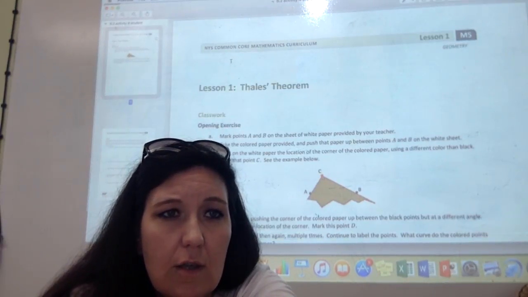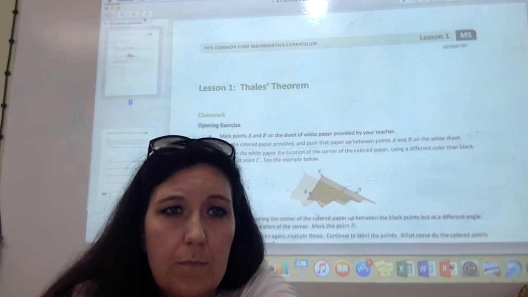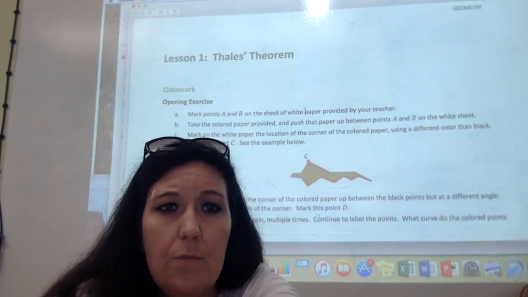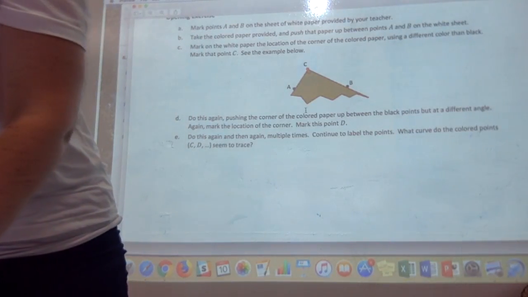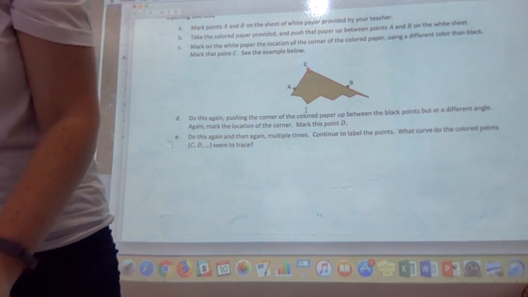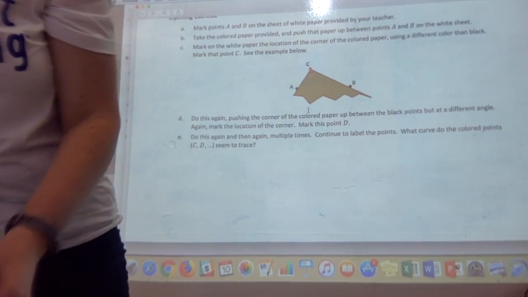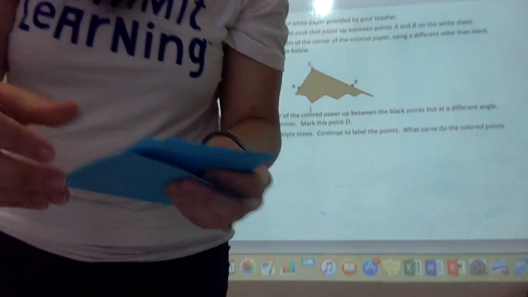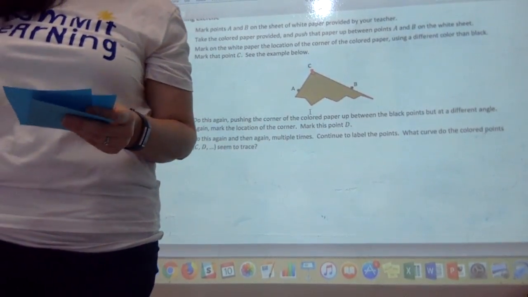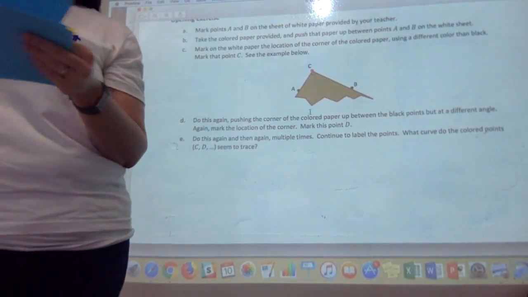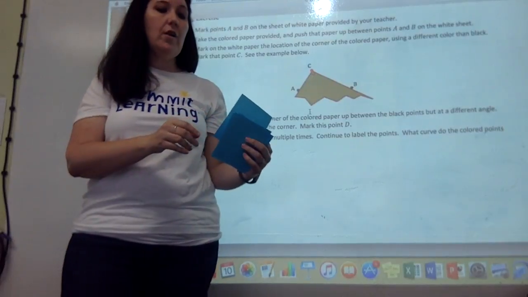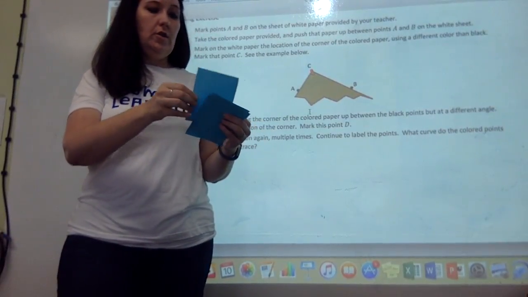For this next one, we're going to do an activity that kind of goes with it, called Thales theorem. Thales, named after the person. I'm going to give you a piece of paper. I took a piece of paper and cut it in half. I want you to use the half.